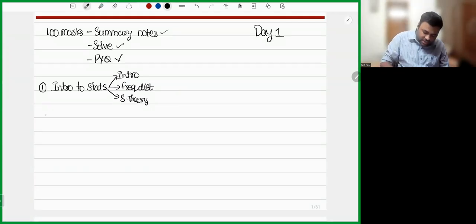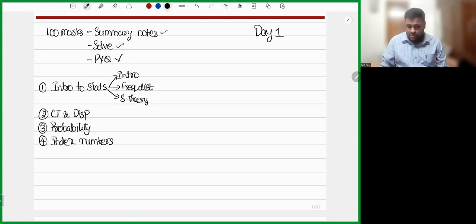Next, after introduction to statistics, we'll go ahead and cover central tendency and dispersion. After central tendency and dispersion, we will cover probability. And then at last, we'll cover index numbers. These are the 4 things we'll cover in statistics first. Sir, what about theoretical distribution, correlation, regression? Yes, we'll cover that also, but we'll cover them at the end.